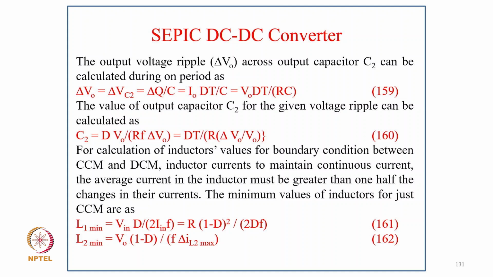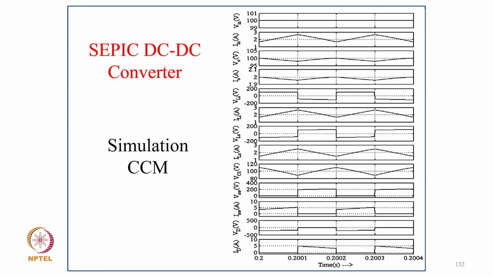For calculation of inductor values at the boundary condition between CCM and DCM, to maintain continuous inductor current, the average current in the inductor must be greater than half the change in the current. So the minimum value of the inductor for just CCM: L1 minimum equals Vin·D upon 2·Iin·f, equal to R(1 − D)² upon 2·D·f, and L2 minimum is VO(1 − D) upon f times delta IL2 maximum.